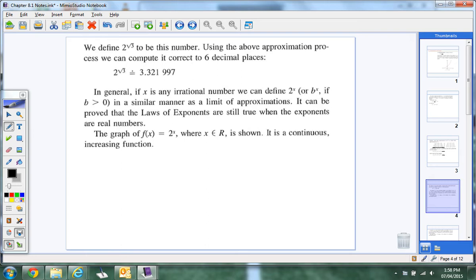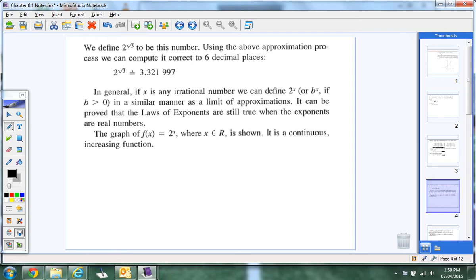In general, if x is any irrational number, we can define 2 to the x, or b to the x, with b greater than 0, in a similar manner as a limit of approximations. So I guess a better way to say it is that we can't get an exact answer. With 2 to the root 3, we're never going to get an exact answer because irrationals go forever, right? Irrationals are non-repeating decimals.